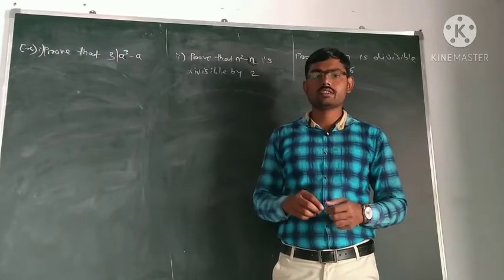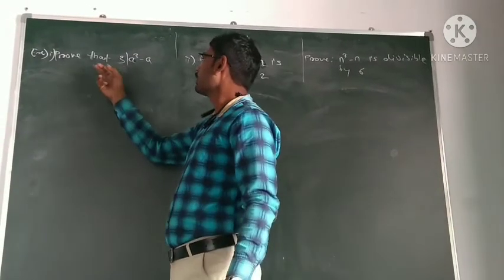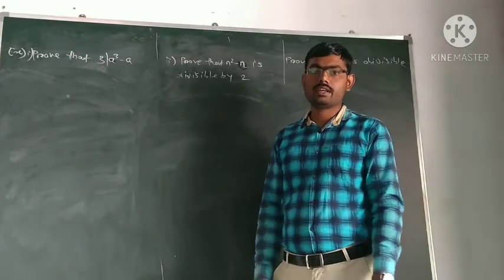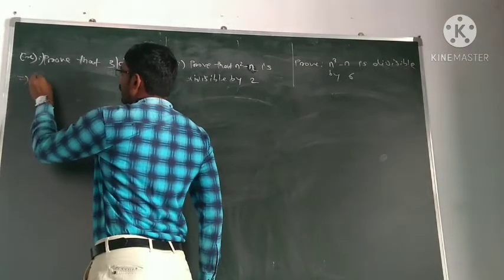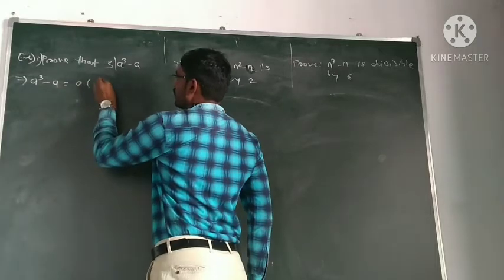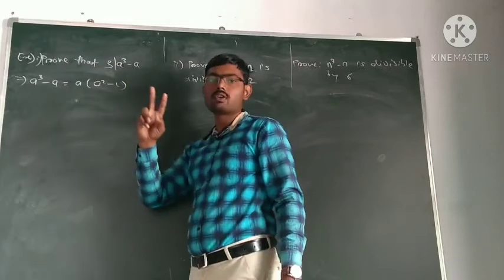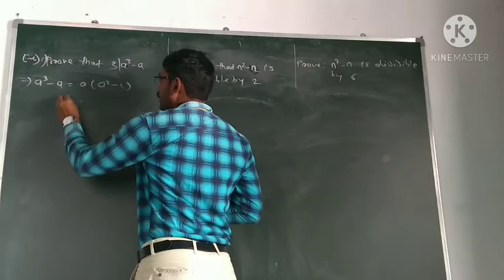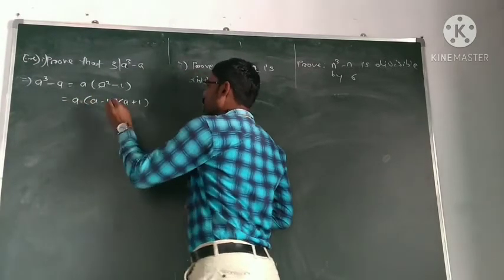Now we will see some examples based on our theorem. Okay. The first question is to prove that 3 divides a cube minus a, where a is some integer. First, we will write a cube minus a, taking a common, as a into a square minus 1. This is a square minus 1 square. So, the formula we know: a square minus b square equals a minus b into a plus b. So here it is equal to a, as it is, into a minus 1 and a plus 1.